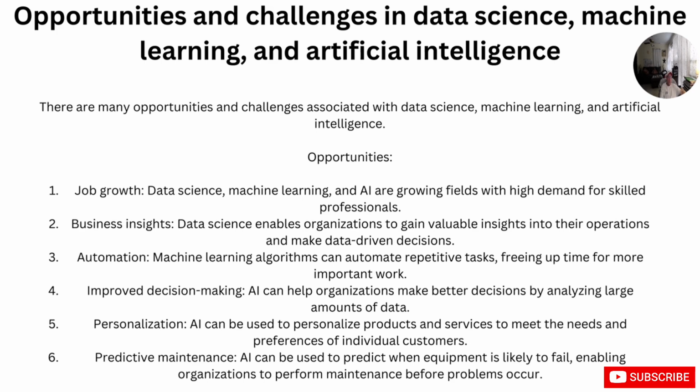Number 4, improved decisions. AI can help organizations make better decisions by analyzing large amounts of data. Number 5, personalization. AI can be used to personalize products and services to meet the needs and preferences of individual customers. Number 6, predictive maintenance. AI can be used to predict when equipment is likely to fail, enabling organizations to perform maintenance before problems occur.